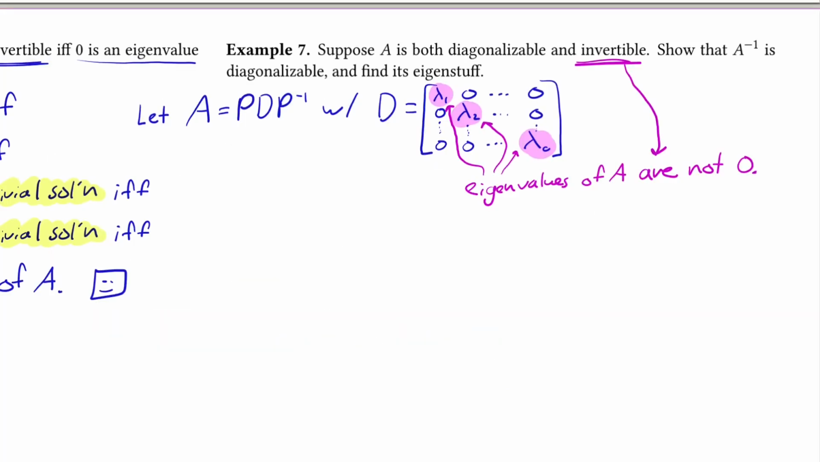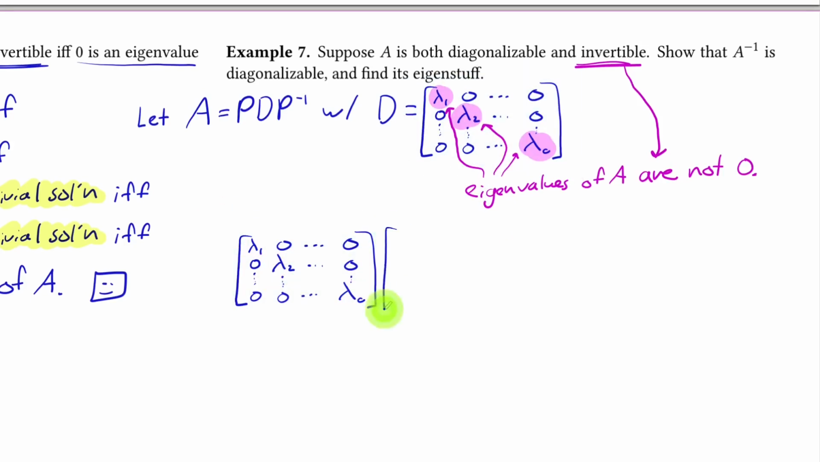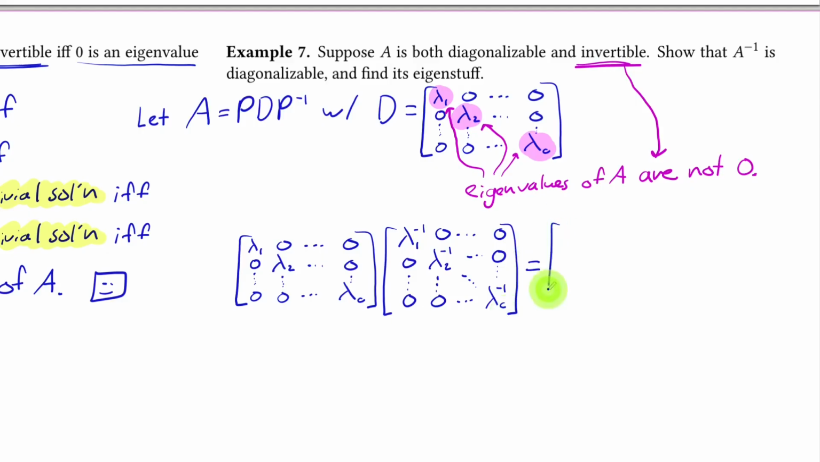And let's see what the inverse would be. Well, if we take D and we multiply it by this matrix that has the reciprocals of all of these eigenvalues of A in its diagonal entries, like so, then we can see that this is going to come out to be the identity.